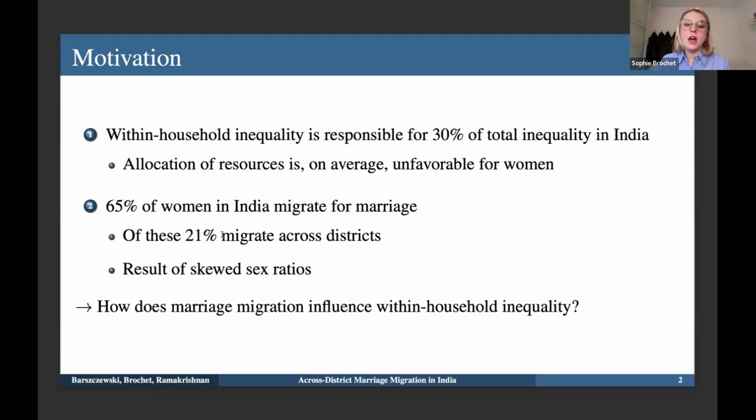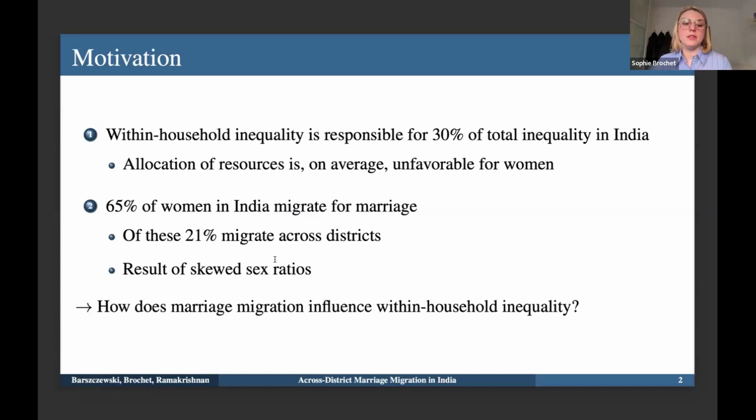When we say across districts, we mean across districts within one state. And that's actually not trivial because in two different districts of the same state, you might speak different languages, and you might also have different cultures. So migrating from one district to the other can be costly for these women. The reason why cross-district marriage migration is so important is that sex ratios tend to be skewed towards men, so there tend to be more men compared to women. That is the case in general in the country, but it also varies a lot across regions. In some regions, the sex ratios are pretty balanced, and in others, they tend to be quite skewed toward men. And so this drives these migration patterns.